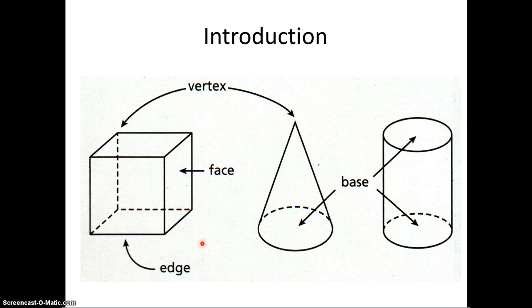The term edge: this would be considered an edge here. This is an edge. This dotted line here represents an edge that's not visible. Same thing here, this is a non-visible edge. Here's a visible edge. All of these are considered edges.